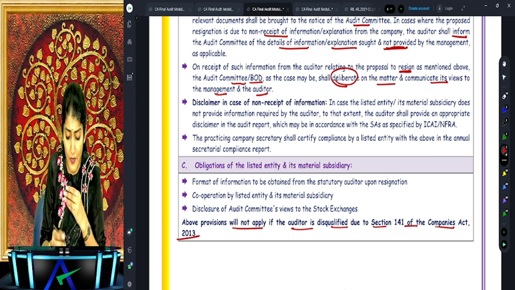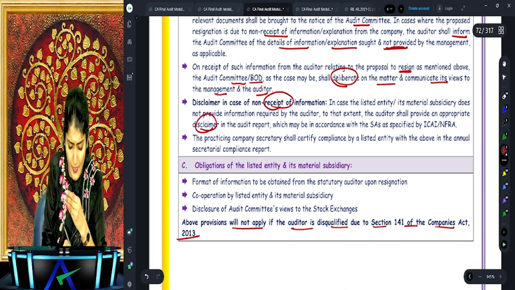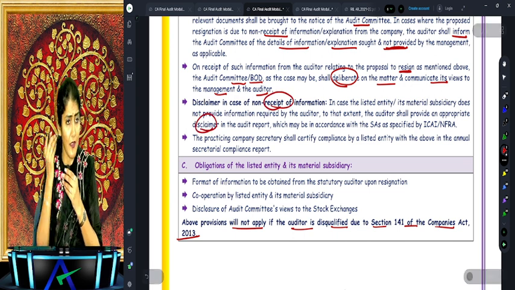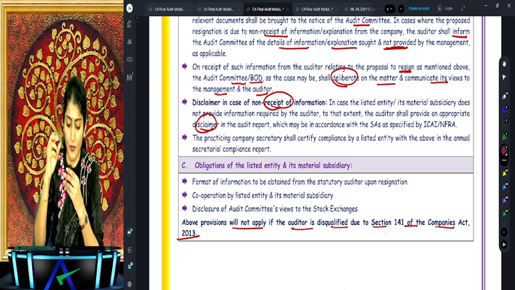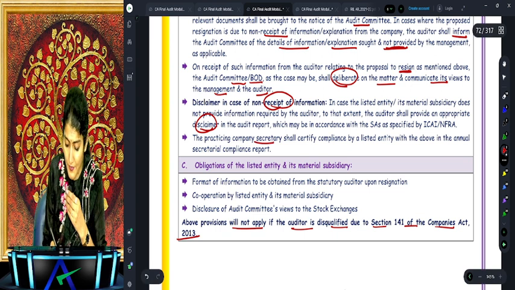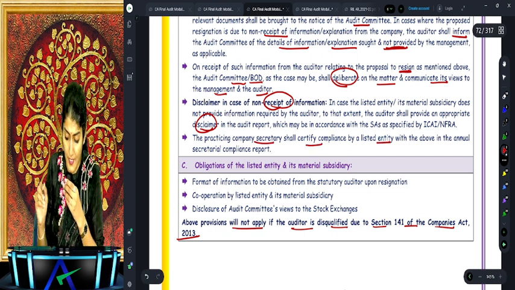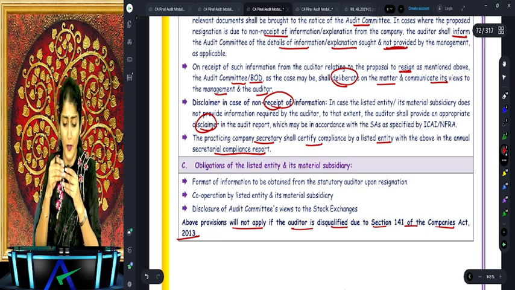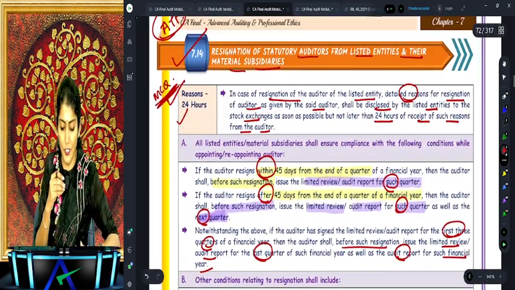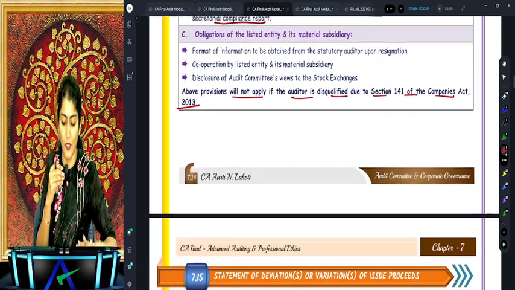And what if the auditor does not get the information? Disclaimer. We have a very big weapon with us. What is the weapon we have with us? Disclaimer in the audit report. And the practicing company secretary shall certify compliance by the listed entity with the above in the annual secretarial compliance report. This is when there is a resignation of the auditor due to non-availability of information.